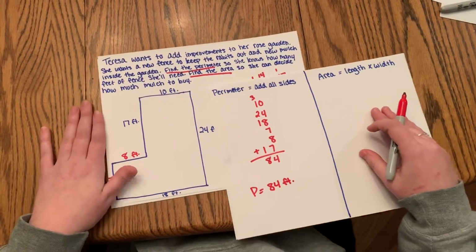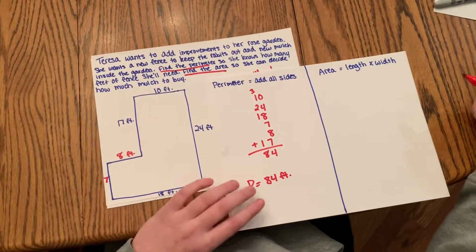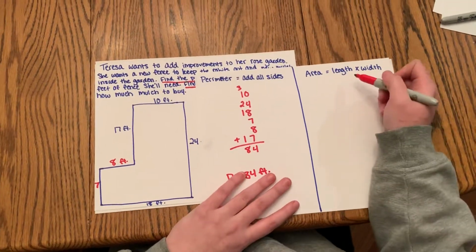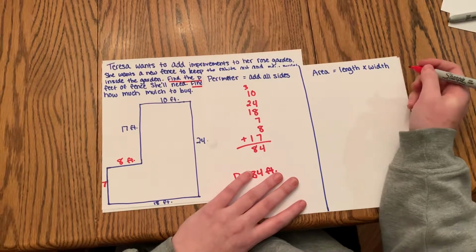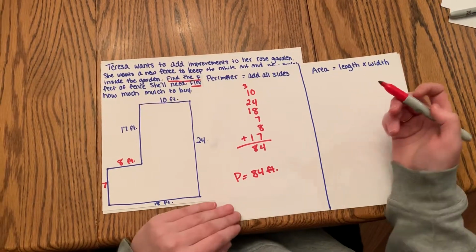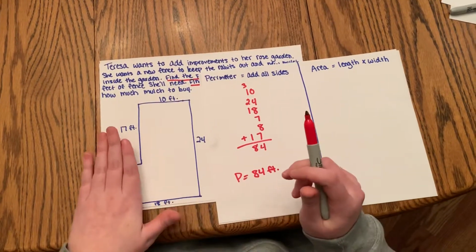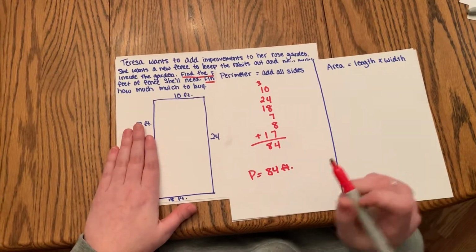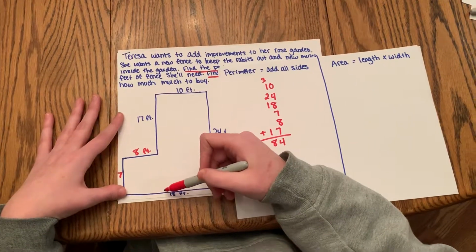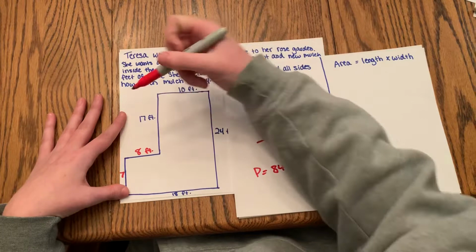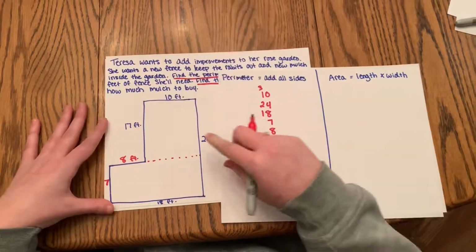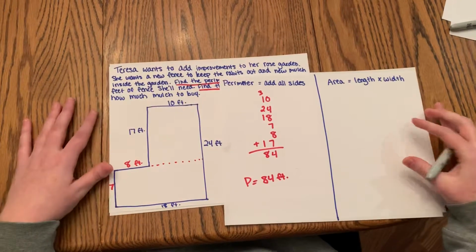Now it asks us to find the area so she can decide how much mulch to buy. If we remember, area equals length times width. But since we have an irregular shape here, it would equal two different shapes. We're going to have to find the area of two different shapes. So we can either draw a line here or we can draw a line here. I'm going to go ahead and draw a line here. I'll do a dotted line so we know that we have two rectangles now.